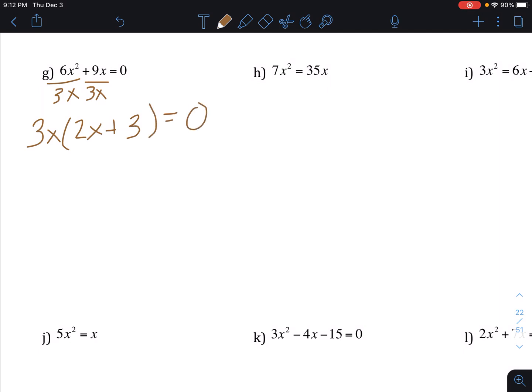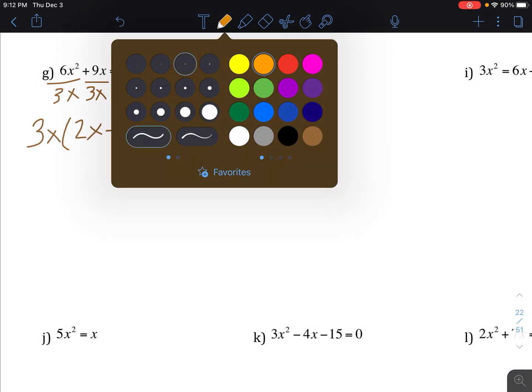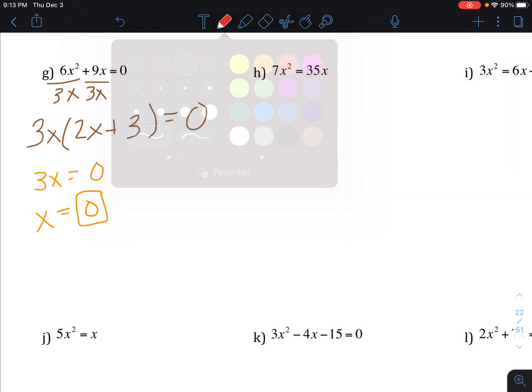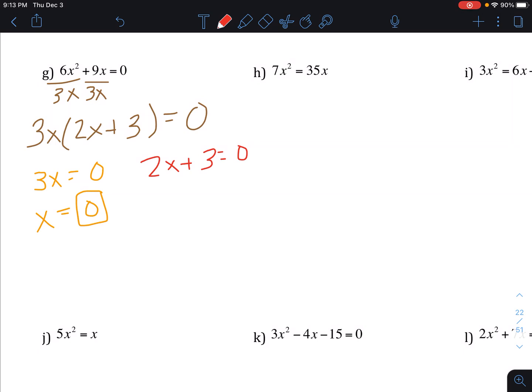So now we're going to throw in a new wrinkle here. We're still going to follow our same steps with our factors. So our first factor, 3x, equals 0. Obviously, x has got to be 0. Next, 2x plus 3 equals 0. So we need to solve this. The new wrinkle here is this is just going to take 2 steps to solve.